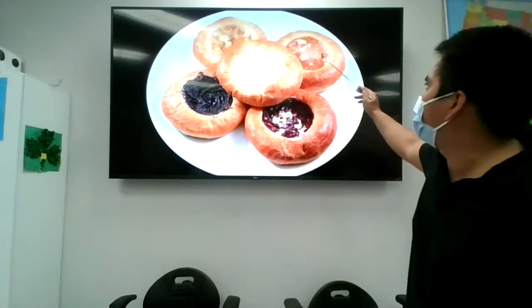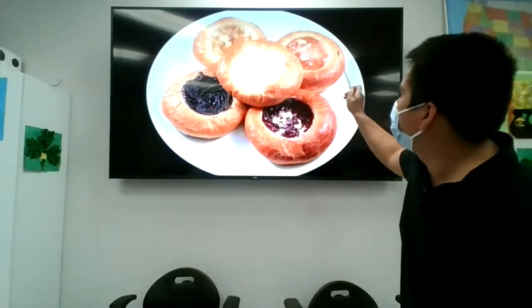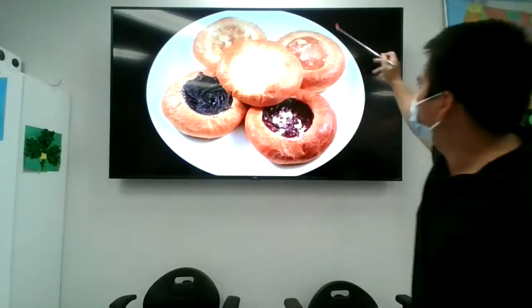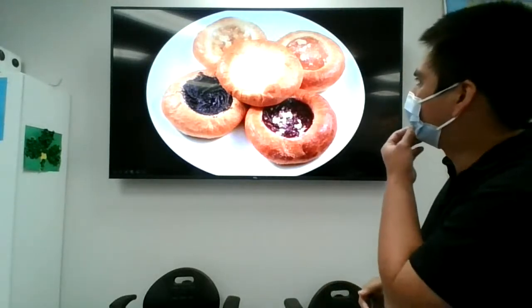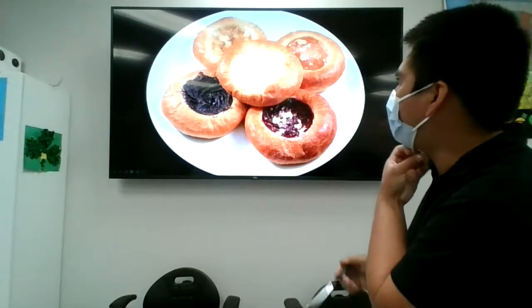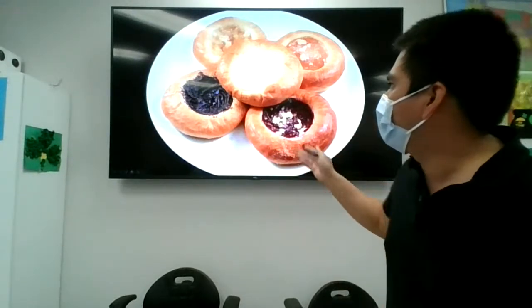So right here, those are with poppy seeds. Over here, this is peach. I forgot what this is. Let's see, maybe raspberry, peach, cream cheese. That looks like apple. Yeah, apple right there. And those are poppy seeds. That looks good.